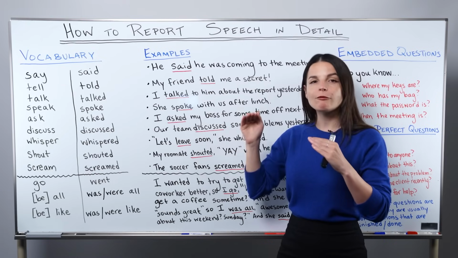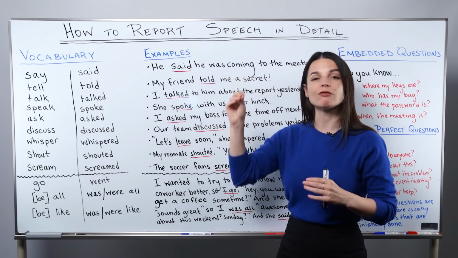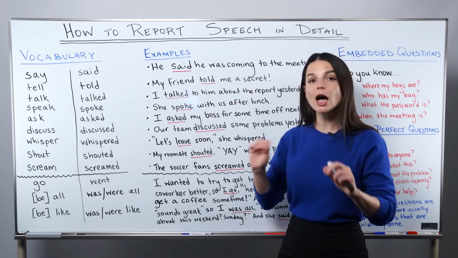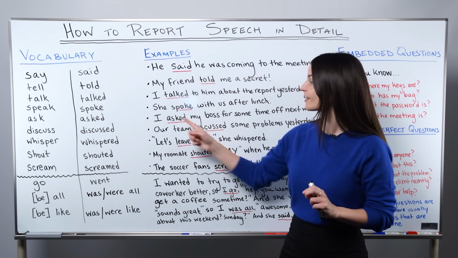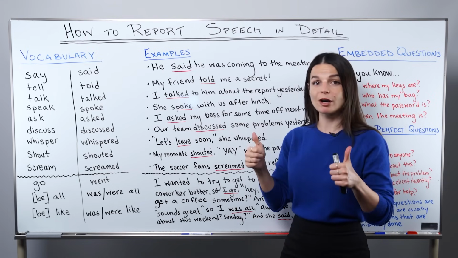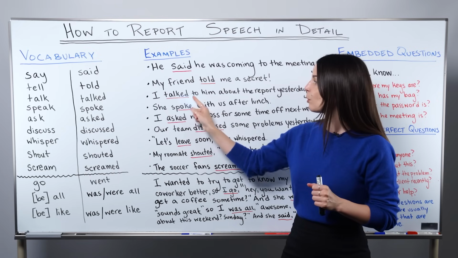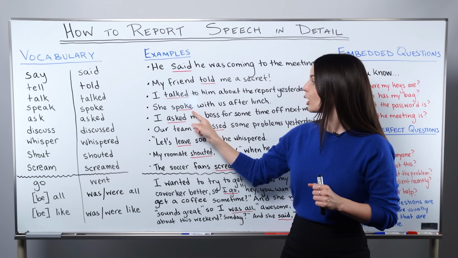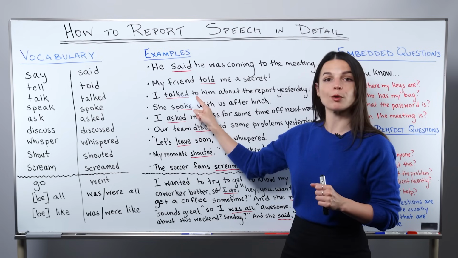Spoke is more formal. We tend to use this in professional situations. So talked would also be 100% correct in this sentence. She talked with us after lunch. Perfect. And the same rule applies to the preposition that follows the verb. Talked to and talked with were both okay here.